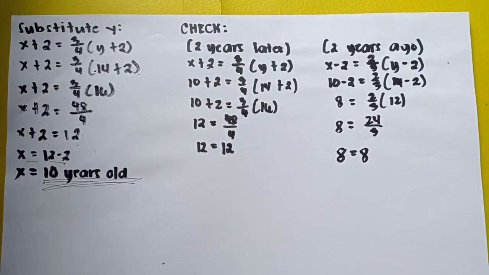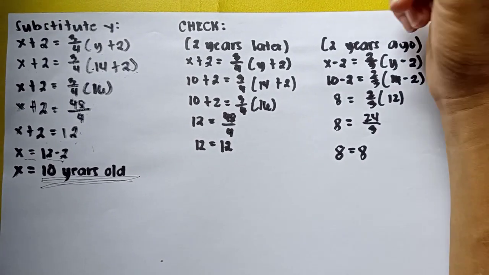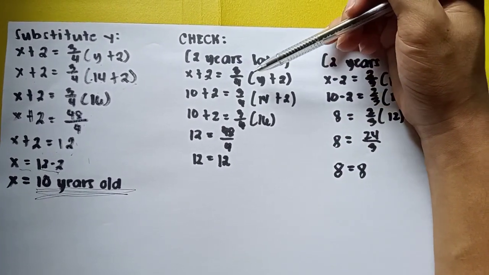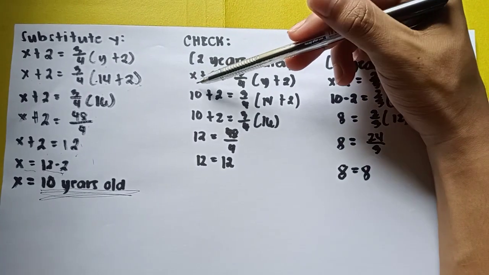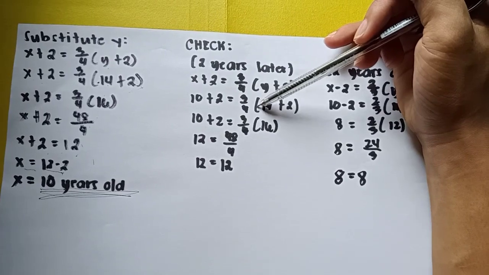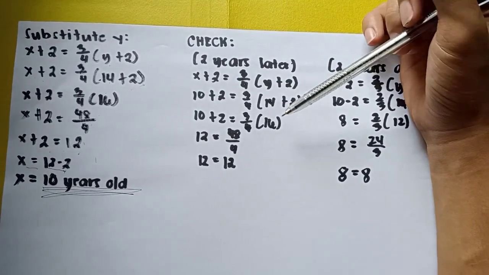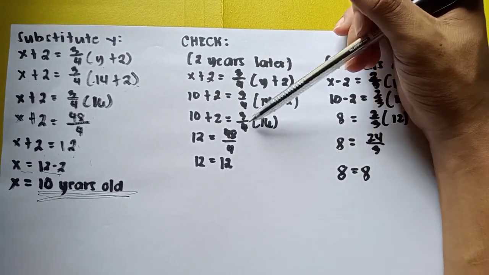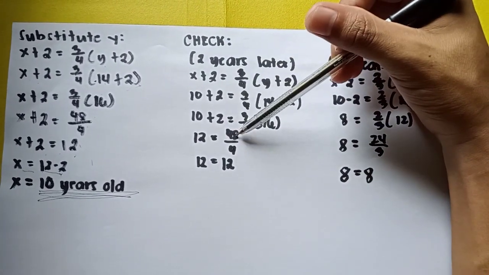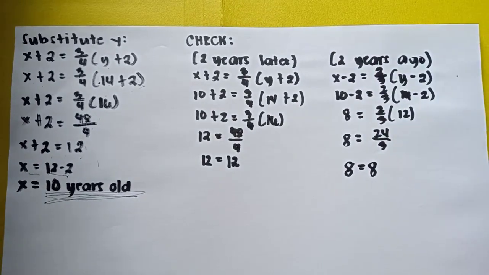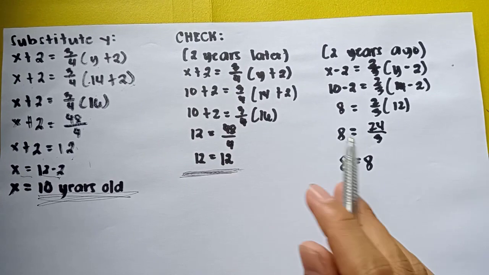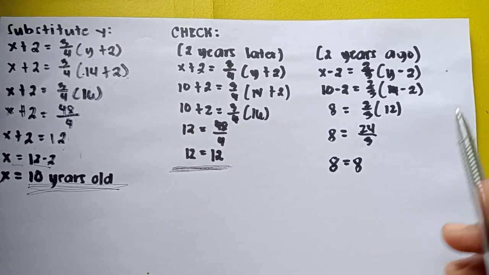To check if our answer is correct, 2 years later, X plus 2 equals 3/4 times Y plus 2. Our value of X, which is 10, plus 2 equals 3/4 times the value of our Y, which is 14 plus 2. 10 plus 2 equals 3/4 times 16. Then 12 equals 48 over 4. 12 equals 12. So our answer is correct with 2 years later.